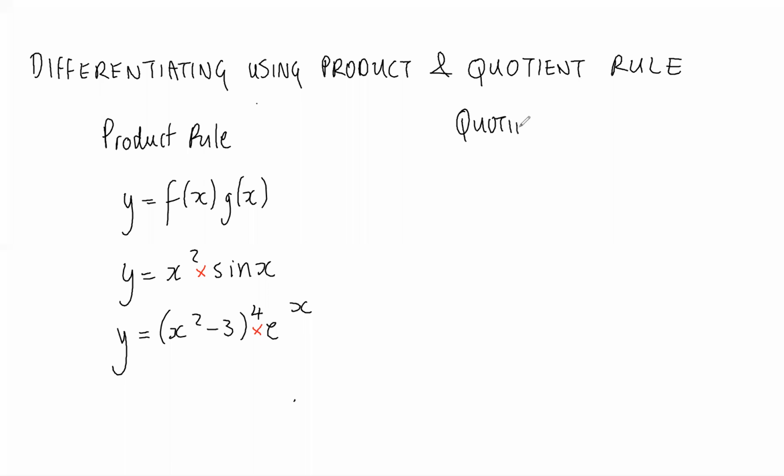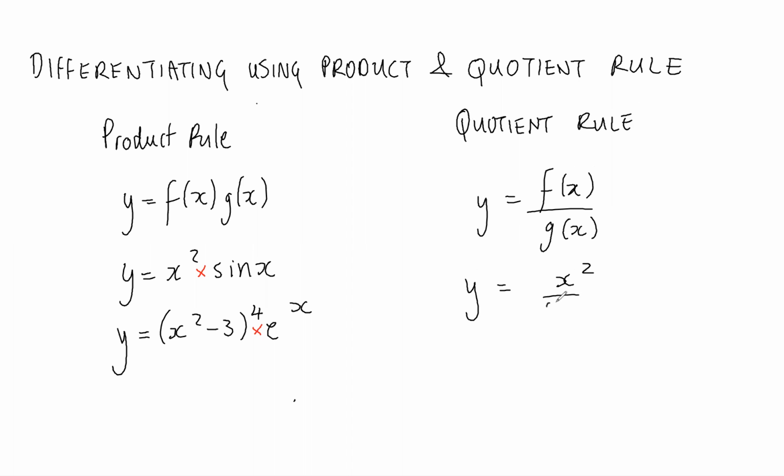And then the quotient rule is used when you have y equals a function of x divided by a function of x. So for example, you could have x squared over sine x, using the same examples, or you could have y equals x squared minus 3 all to the power of 4 divided by e to the x, whatever. So product and quotient rule, they're very similar.